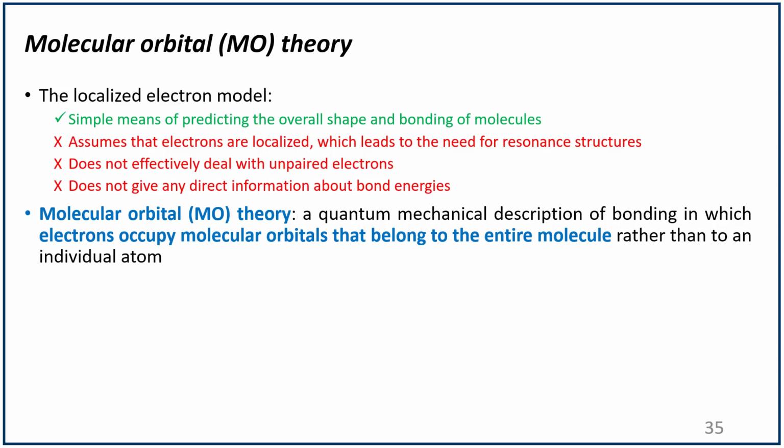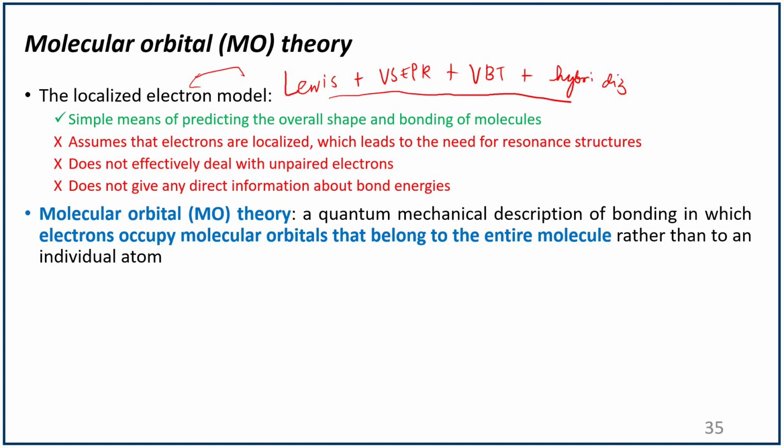Okay, so what we have discussed so far, the Lewis theory, or the Lewis way to draw electron structures, plus the VSEPR theory, plus the valence bond theory, plus the hybridization theory. All of them are actually what make up the localized electron model. So from all of this information, you can basically determine the overall shape and bonding of molecules.